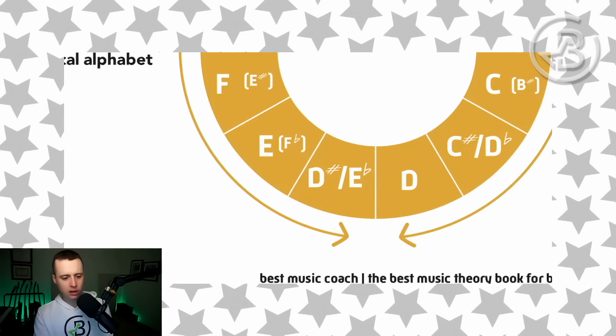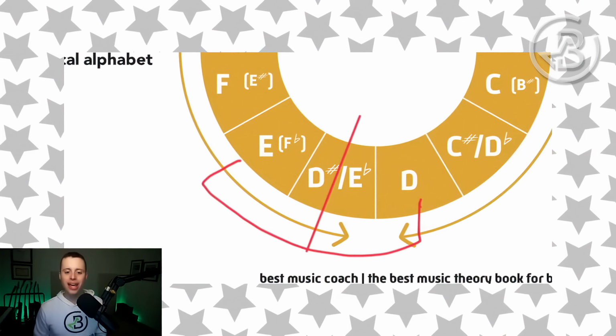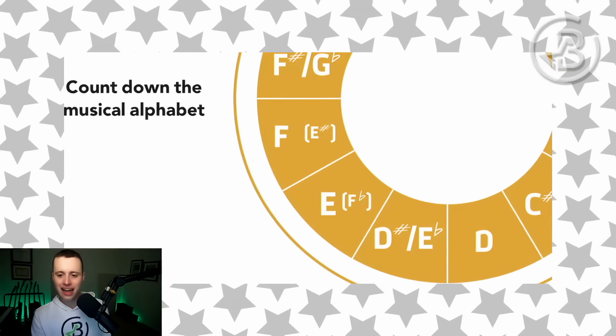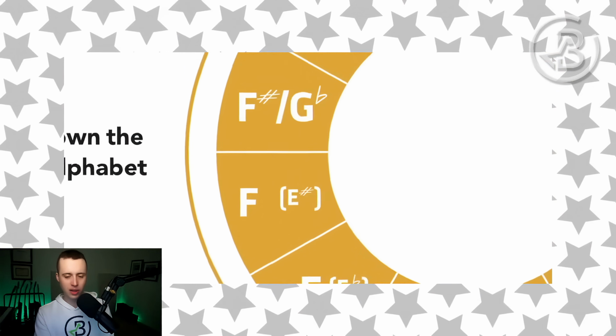Let's keep looking here. Okay, so we see we have D and we have E, and down the middle, sure enough, between them, we have D sharp or E flat. D sharp if we were to raise the D up just a little bit. E flat if we were to bring that E down just a little bit. That gets us D sharp or E flat. Quick reminder that between E and F, there are no sharps or flats. We go straight from E to F.